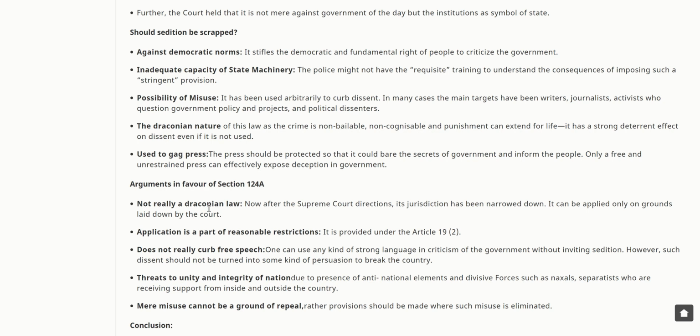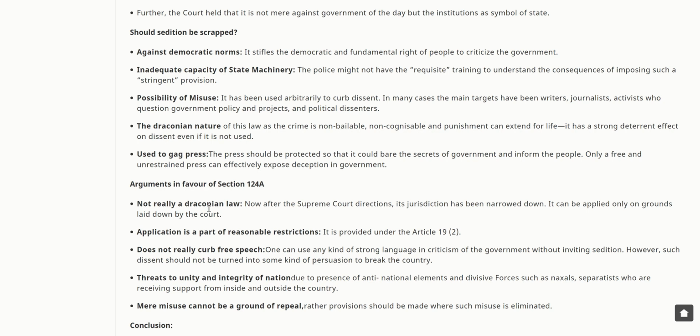Bharat Tumhara Tukda Hoga, Tukde Tukde Gang. That is the kind of narrative that was built from the JNU. Threats to unity and integrity of the nation due to the presence of anti-national elements and divisive forces such as Naxals and separatists, who are receiving support from inside and outside the country.